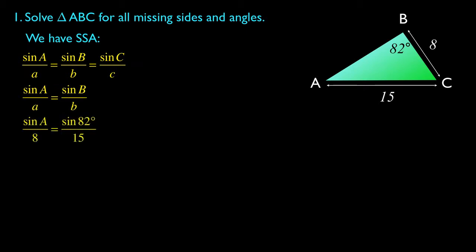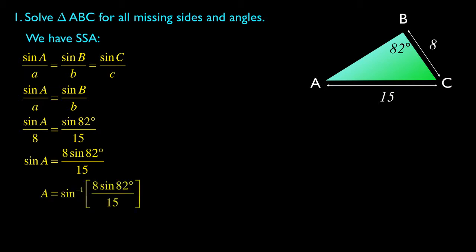Filling in the values, I get sine A over 8 equals sine 82 over 15, and now I isolate for sine A. So I multiply both sides by 8. At that point, in order to get A, I just take the inverse sine of the expression on the right. That gives me A equaling approximately 31.9 degrees. Often we round these to the nearest degree, but for now I'm just carrying an extra decimal place.